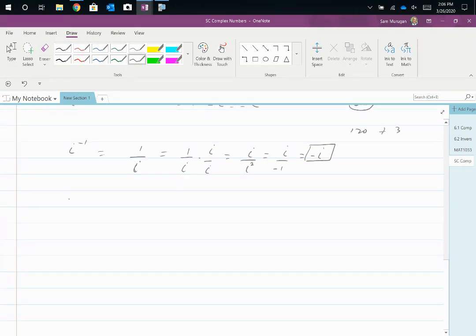Or i to the power -6, which would become 1 over i to the power +6. The way you would evaluate this is i to the 4th power times i squared, which is 1 over 1 times -1, which is 1 over -1, which is -1.